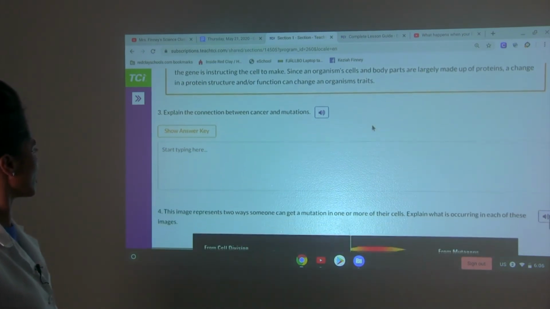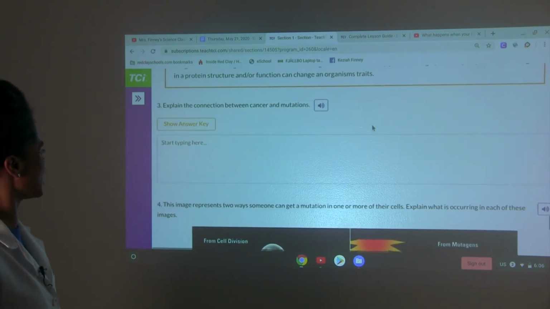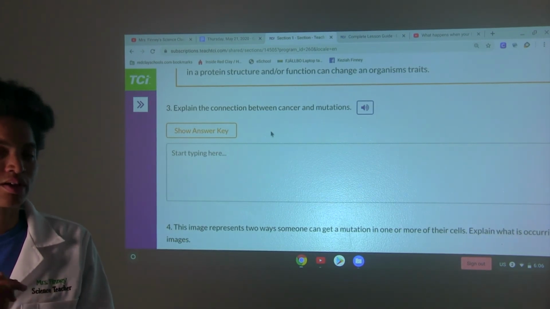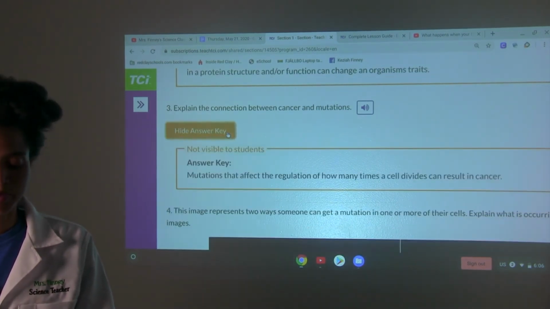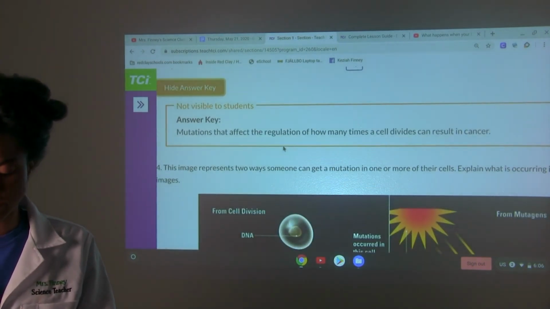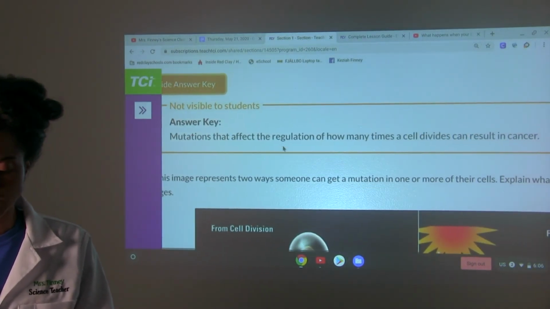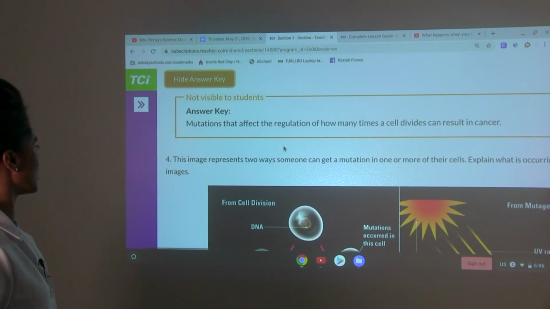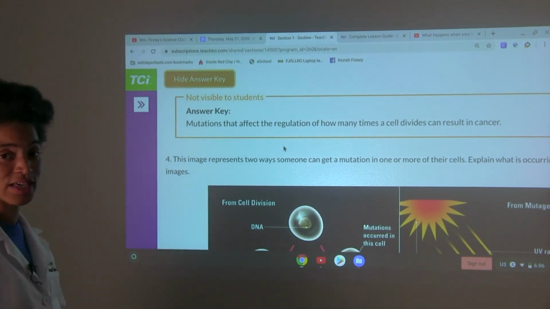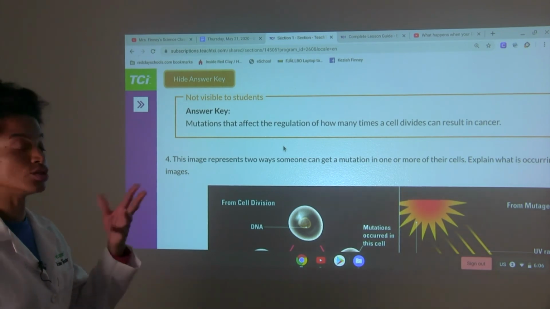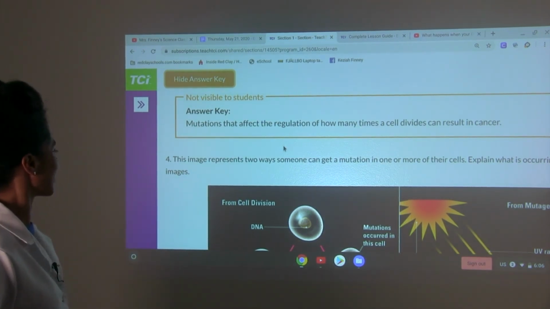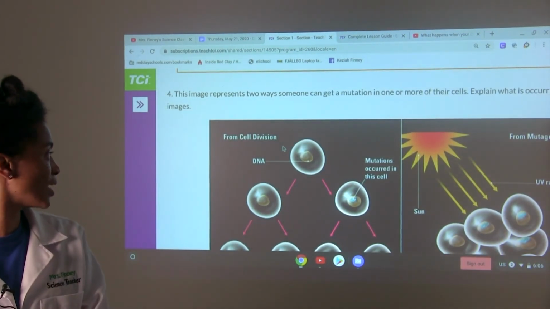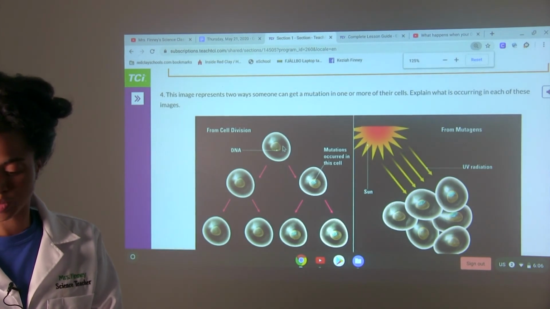Let's take a look at three. Explain the connection between cancer and mutations. Mutations that affect the regulation of how many times a cell divides can result in cancer. Okay, so keep in mind, in cancer, it's dividing what? Uncontrollably. Yep.